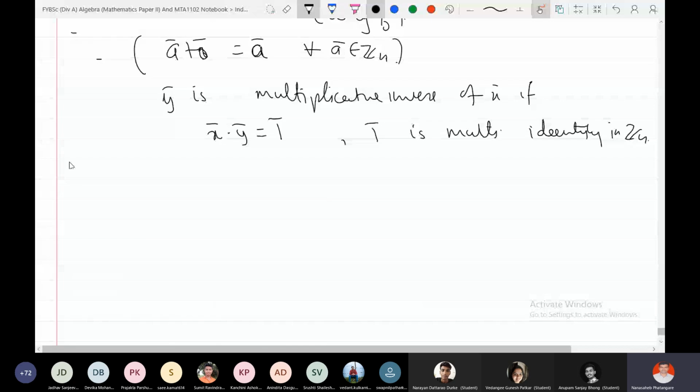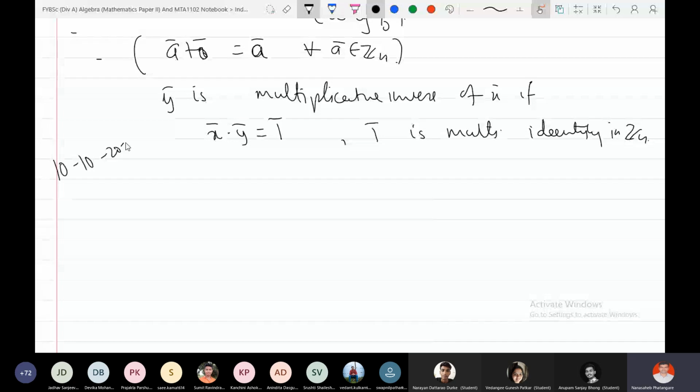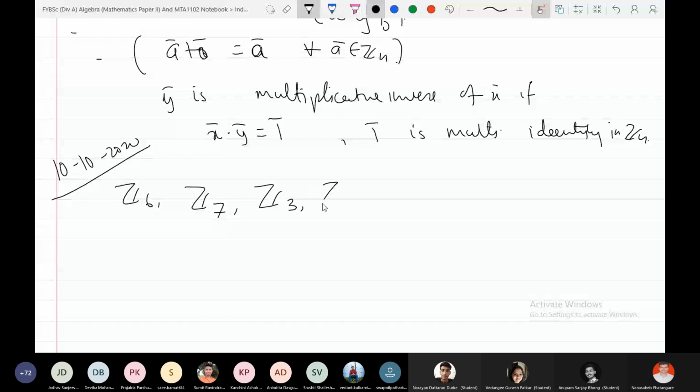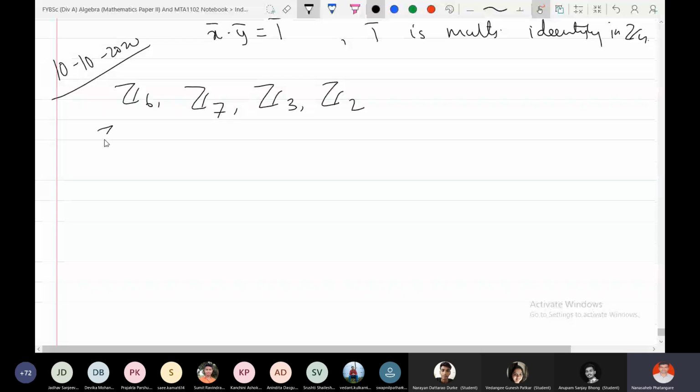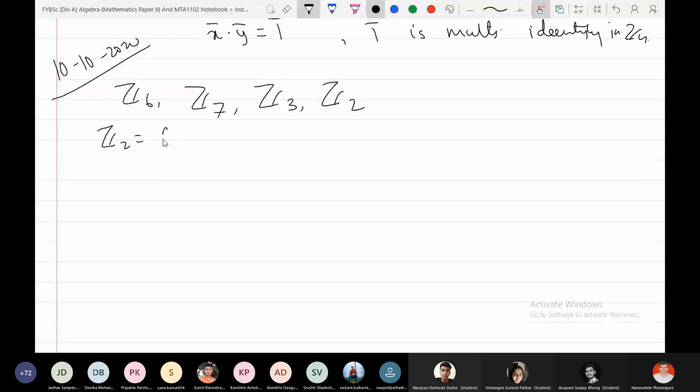Now, I gave you an exercise: repeat all these things for Z6, Z7, Z3, Z2. So what is Z2? Can you tell me what are the elements of Z2? 0 bar, 1 bar. So there are only two classes, right?